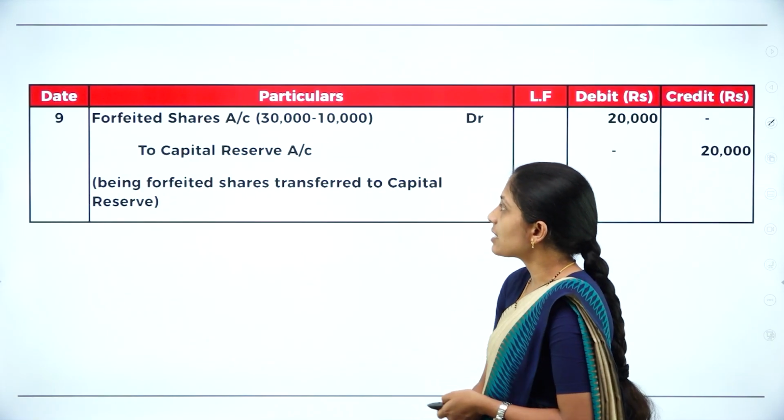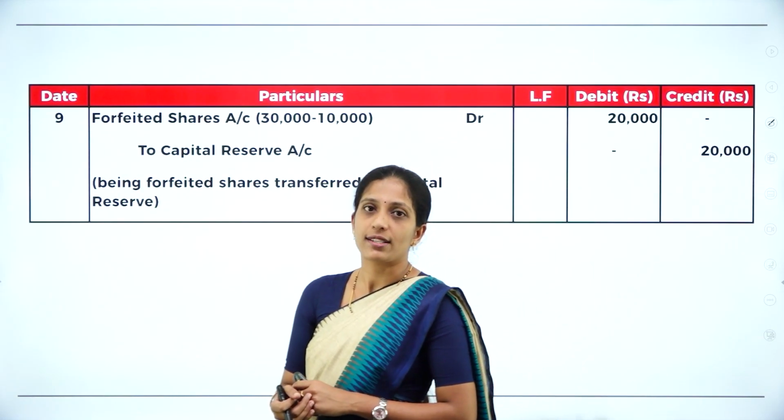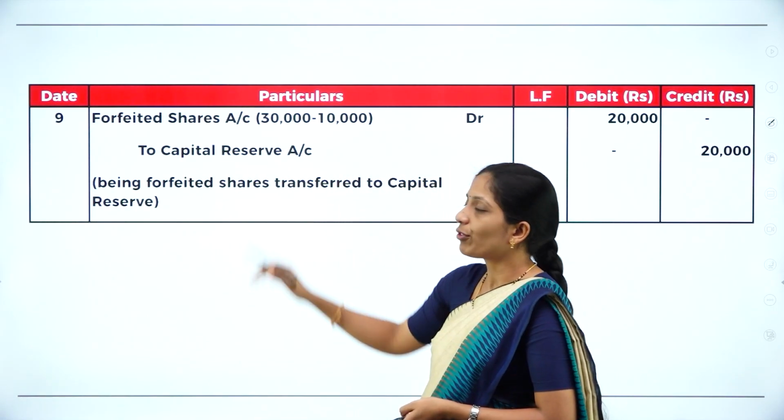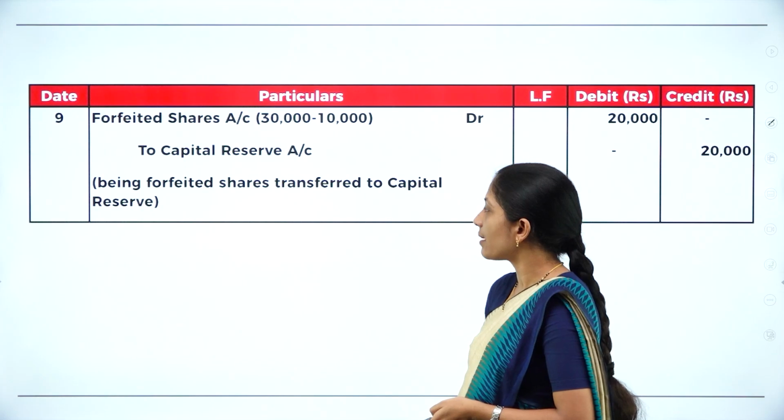Next, last entry is you are going to transfer that forfeited shares account debit to capital reserve. So, how do you write the entry, forfeited shares account debit to capital reserve account?